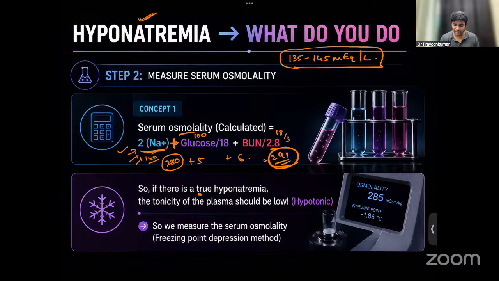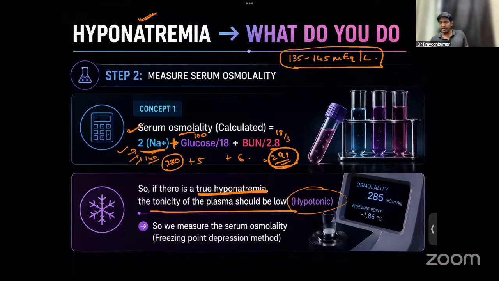So if there is a true hyponatremia, the tonicity of plasma should be low. That is, the plasma should be hypotonic. We are not going to calculate it here now. What we are going to do is send a sample to the laboratory to actually measure the serum osmolality, and they measure serum osmolality by a technique called the freezing point depression method.